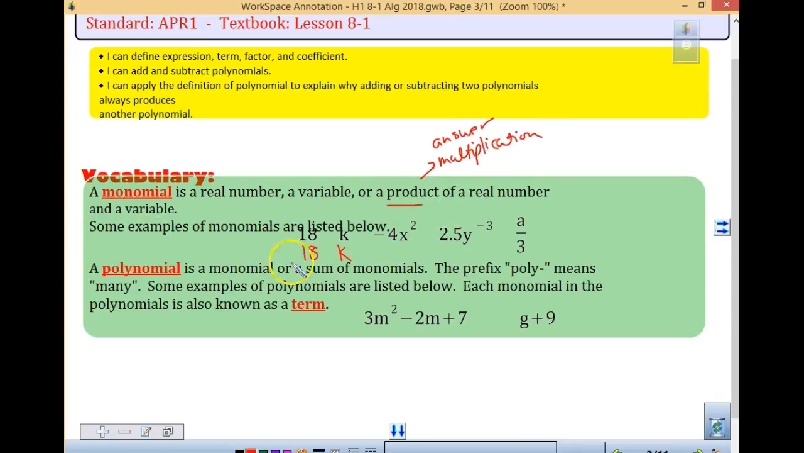So some examples are 18, just a number, right? Just a real number. Negative 4x squared, 2.5y to the negative 3, a divided by 3. All of these are considered monomials. Okay?